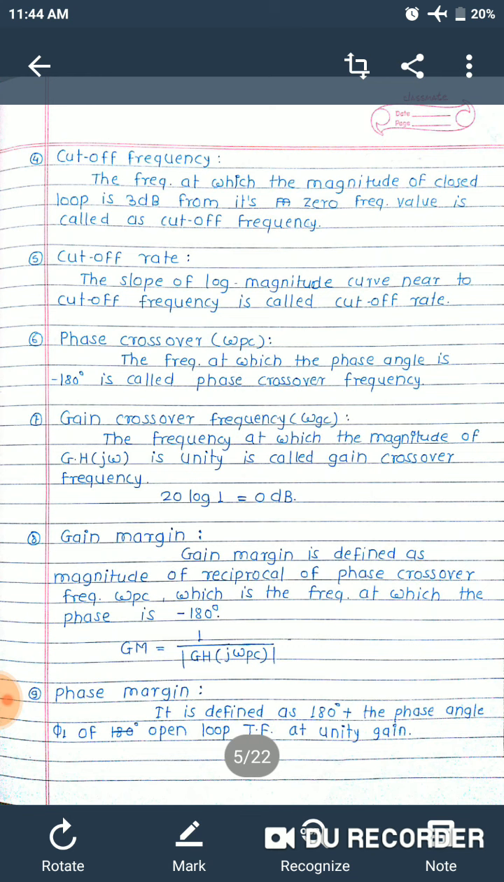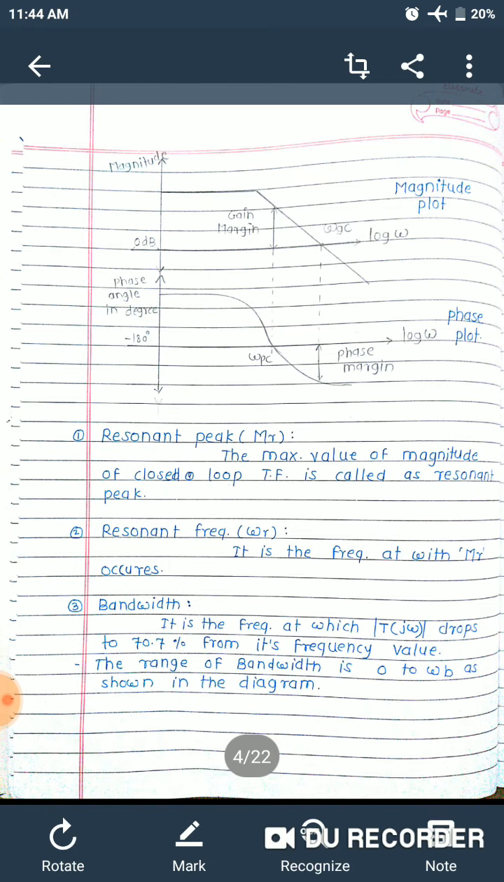Next one is omega gc, the gain crossover frequency. The frequency at which the magnitude of G H of j omega is unity is called the gain crossover frequency. 20 log of 1 is 0 dB. Next one is gain margin and phase margin. We'll discuss one by one. Gain margin is defined as the magnitude reciprocal at the phase crossover frequency omega pc, which is the frequency at which the phase is minus 180 degrees, and the phase margin is defined as 180 degrees plus the phase angle phi 1 of the open loop transfer function at unity gain. We'll see the gain margin and phase margin in the diagram.